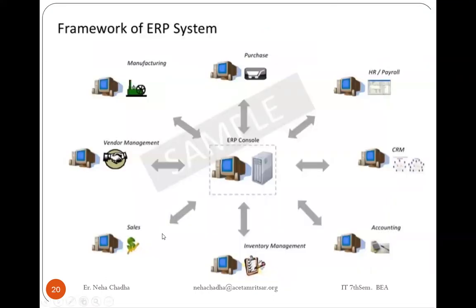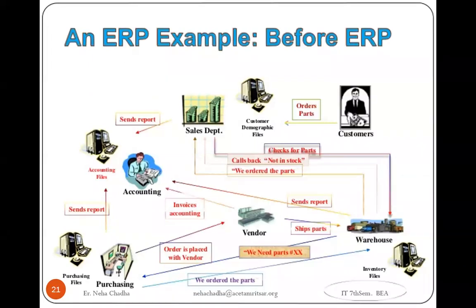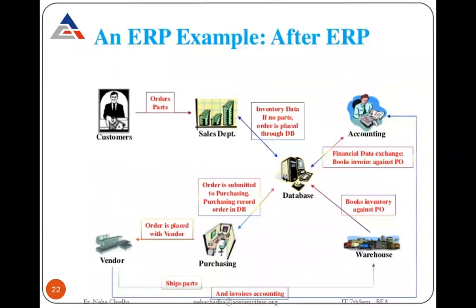Here I will consider this. These are the different departments: purchase, payroll, HR, CRM, accounting, inventory, sales, vendor management, manufacturing. They are having one central database over which they will work. Similarly, here there is a central database on which all the departments will depend. This is called ERP. ERP says no individual department will purchase anything without the consent of the central database.